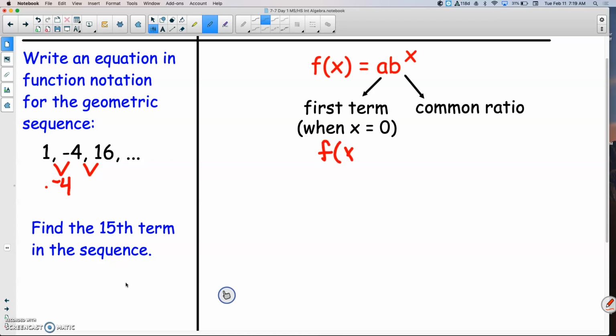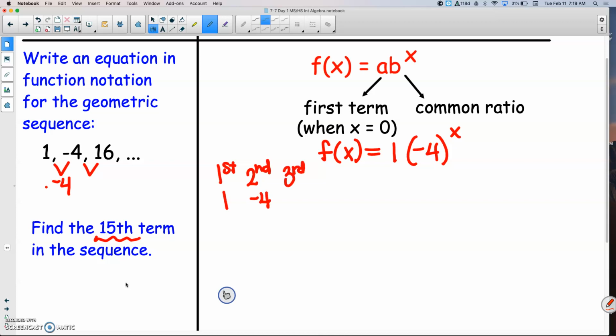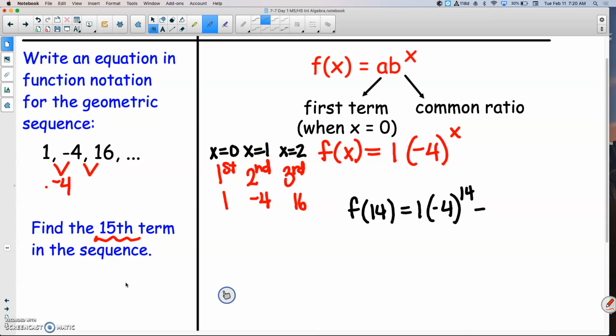All right, this next one is multiplied by -4 each time. So f of x equals first term 1 multiplied by -4 each time to the power of x. So there's my equation. So again, think about finding the 15th term. So first term was 1, second term, -4, third term, 16, and this is when x equals 0, x equals 1, x equals 2. So if I need the 15th term, I'm going to have to be one lower, so I have to plug in 14. So 1 times -4 to the 14th power.